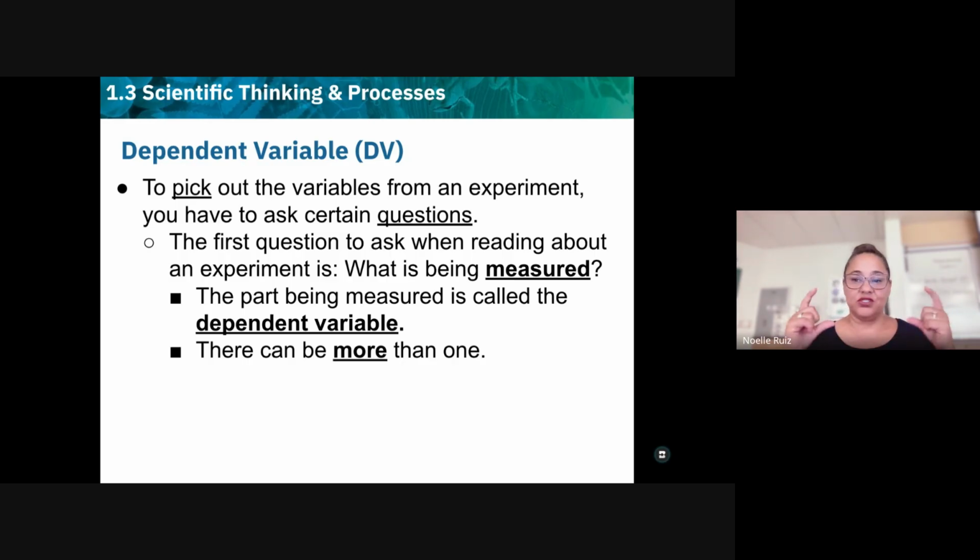I'm going to give you the description of a random experiment. The first thing you do is read it and pick out the factor that is being measured. That part that is being measured is called the dependent variable. We call it the DV for short. And there can be more than one. You can measure more than one thing during an experiment.